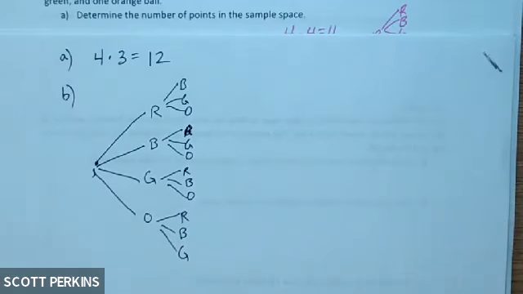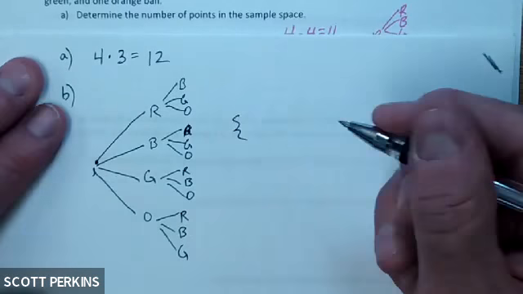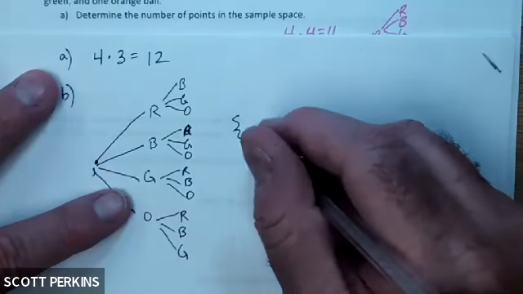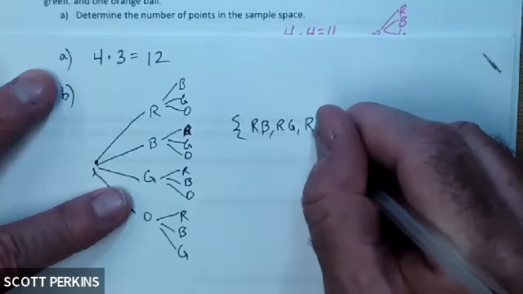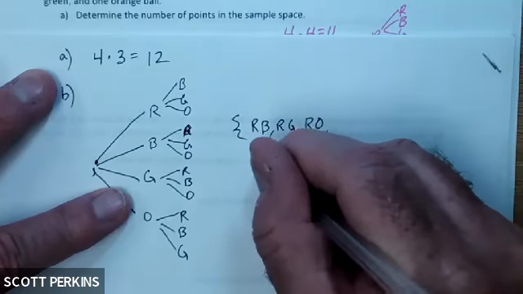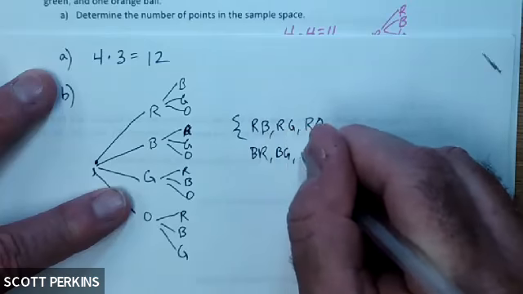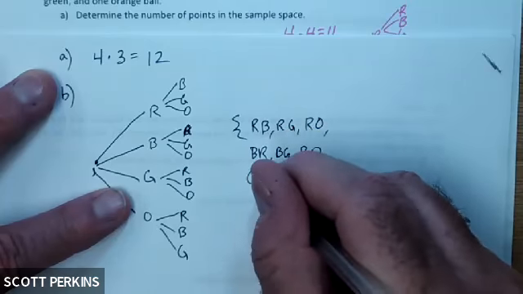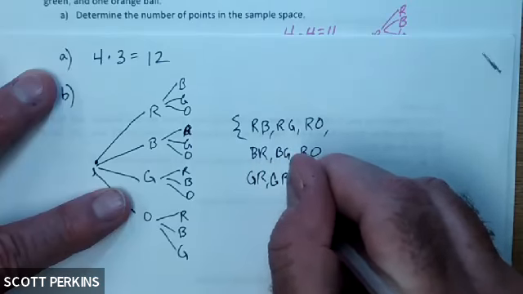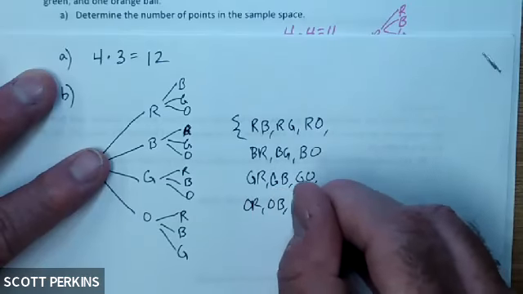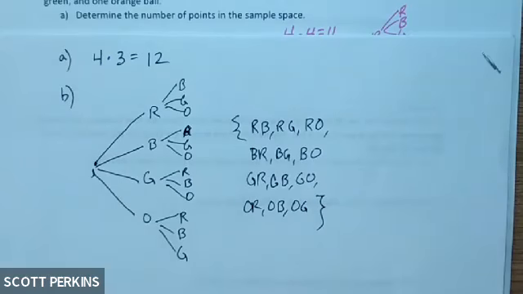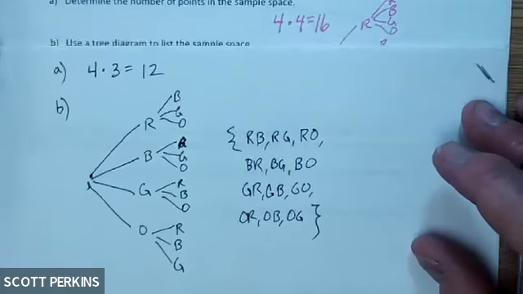We good? That making sense to everybody? All right, I'm happy to hear it. I hope you're being truthful with me. We're not in a rush. So I've got red, blue, red, green, red, orange, blue, red, blue, green, blue, orange, green, red, green, blue, green, orange, and then finally orange, red, orange, blue, orange, green. And there we go.